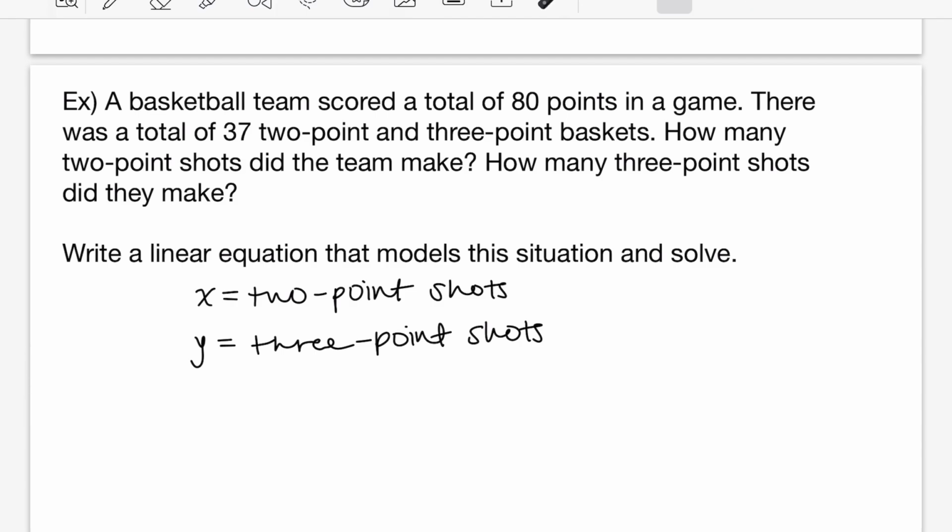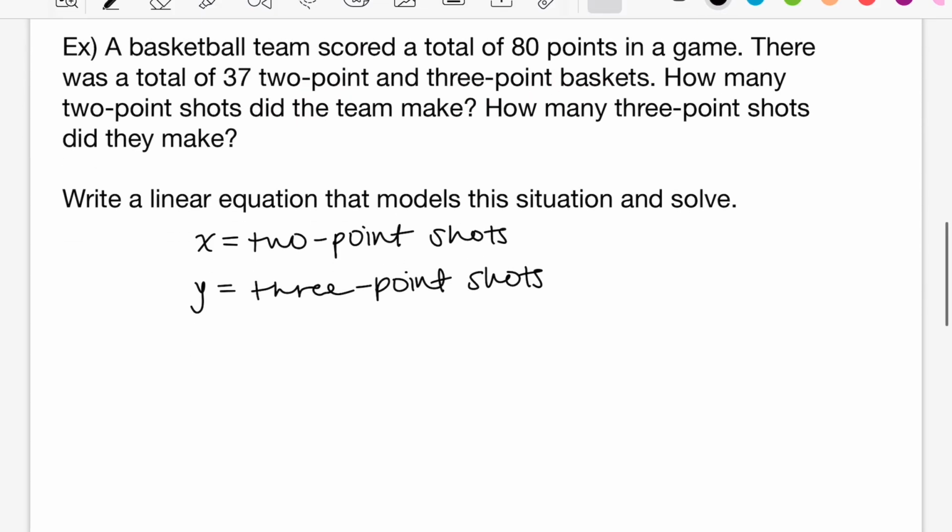And then we're told that there was a total of 37 2-point and 3-point baskets. So this means that the sum of the 2 and 3-point baskets will equal 37. We're also told that they scored a total of 80 points in the game.